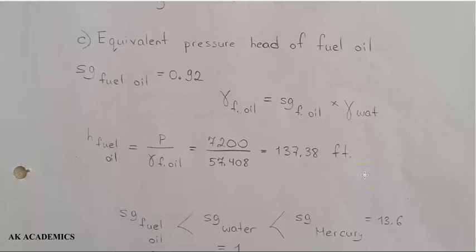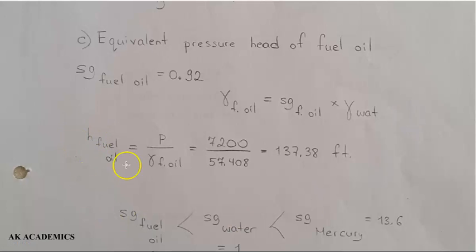Then the last part says find the equivalent pressure head of fuel oil. We would apply the same mechanism. We do know the specific gravity of fuel oil as 0.92. Hence, we can say specific weight of fuel oil will be equal to specific gravity of fuel oil multiplied by specific weight of water. When you do that, you would obtain a particular value. That value as obtained is about 57.408.